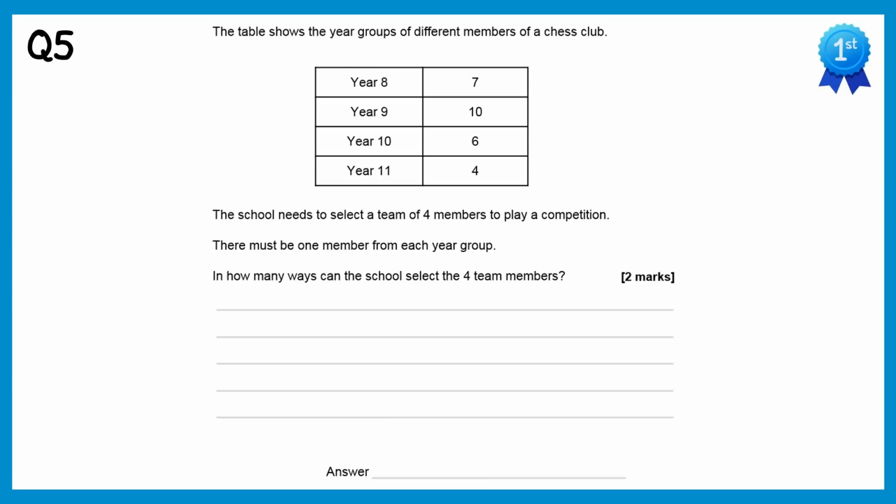For this question, we're selecting a chess team with one member from each of the year groups. To find out the possible combinations, all you need to do is multiply the number of people in each year group together. So 7 times 10 times 6 times 4. If you do this on your calculator, you'll get 1680.